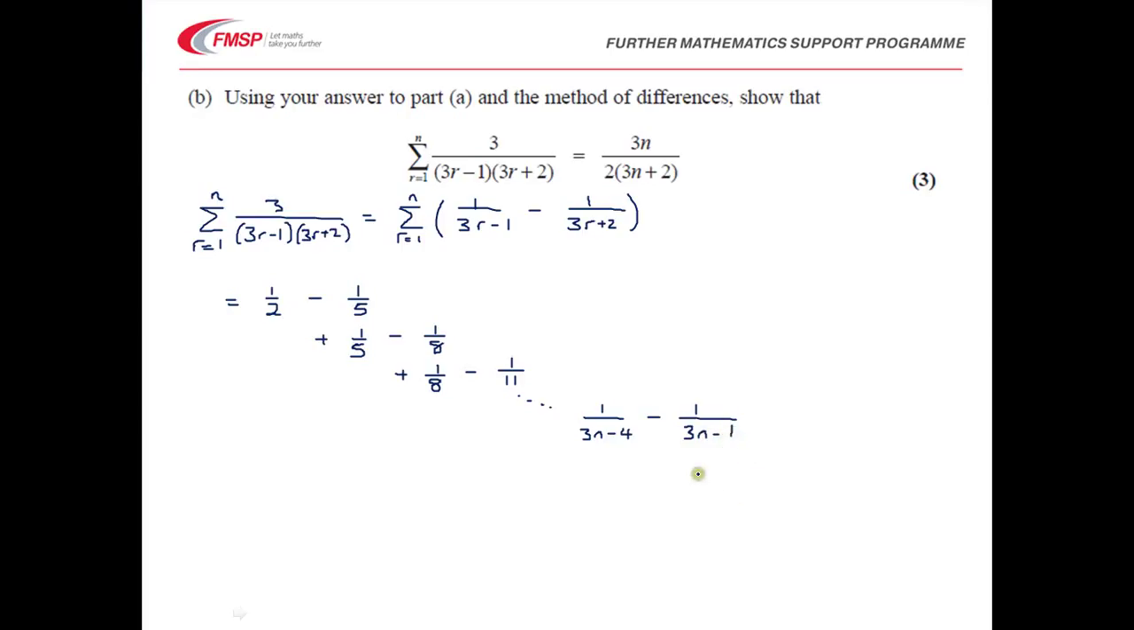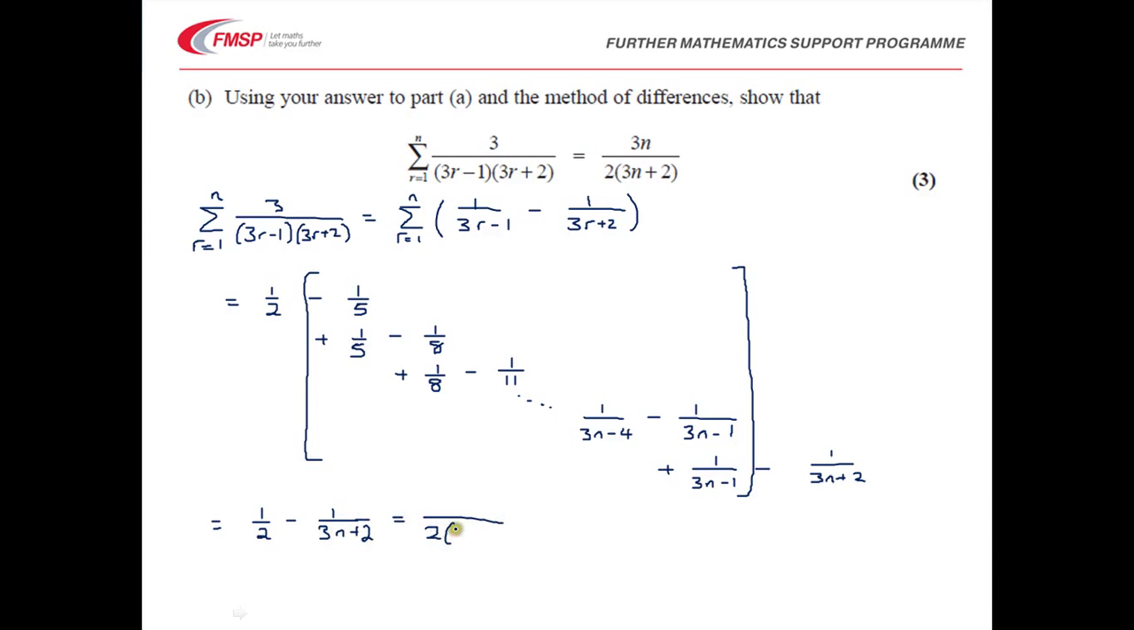And the final term when r is n is just 1 over 3n minus 1, take away 1 over 3n plus 2. And you can see that everything inside these big square brackets cancels out, and I'm just left with a half minus 1 over 3n plus 2. Need to put that as a single fraction, so over a denominator of 2 lots of 3n plus 2. I've multiplied the 2 by 3n plus 2, and I've multiplied the 1 by 2, and that gives me 3n over 2 lots of 3n plus 2, as required.